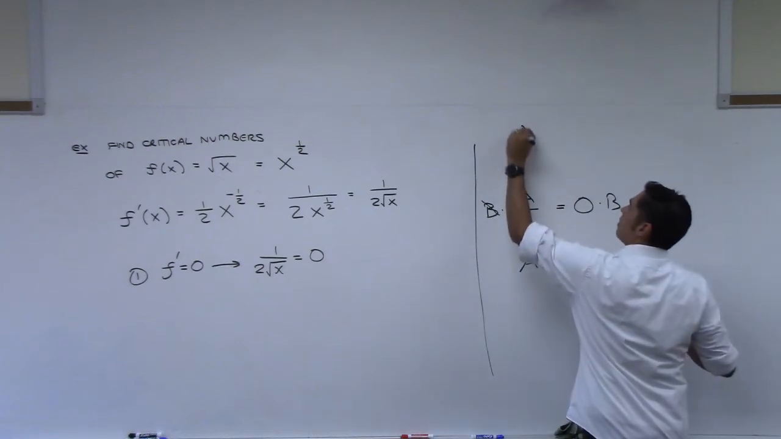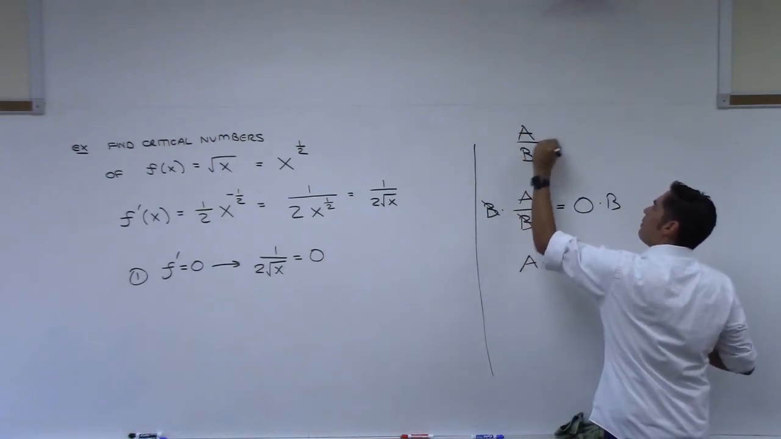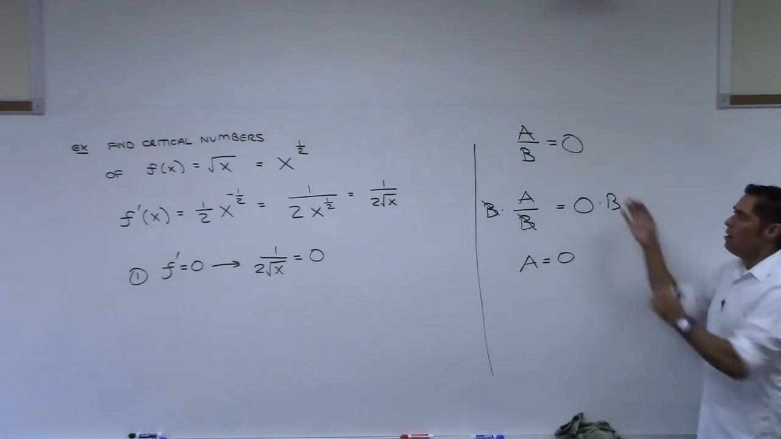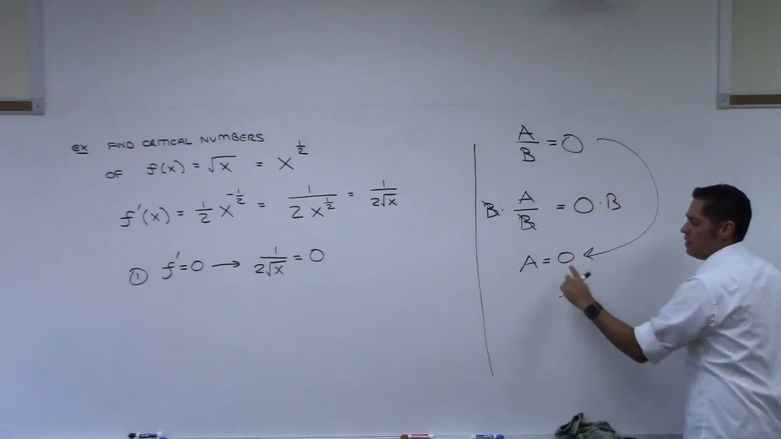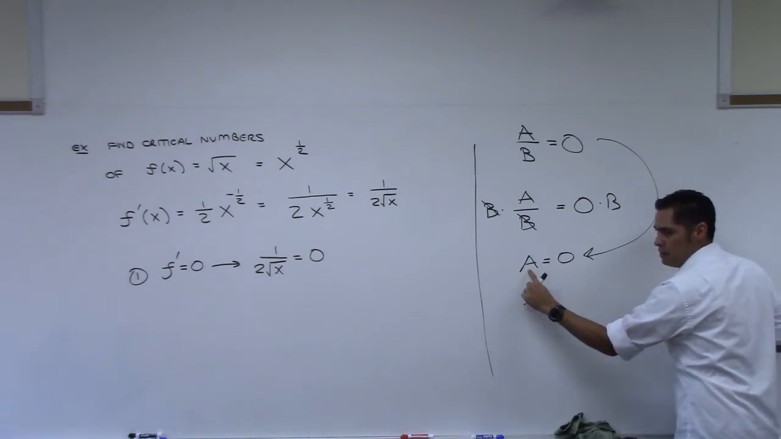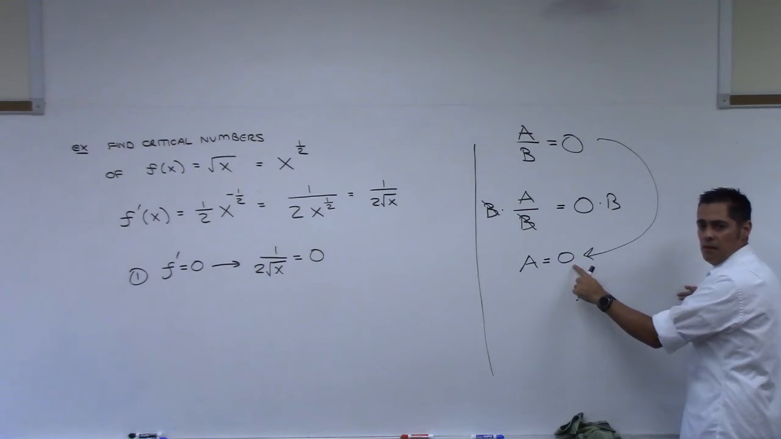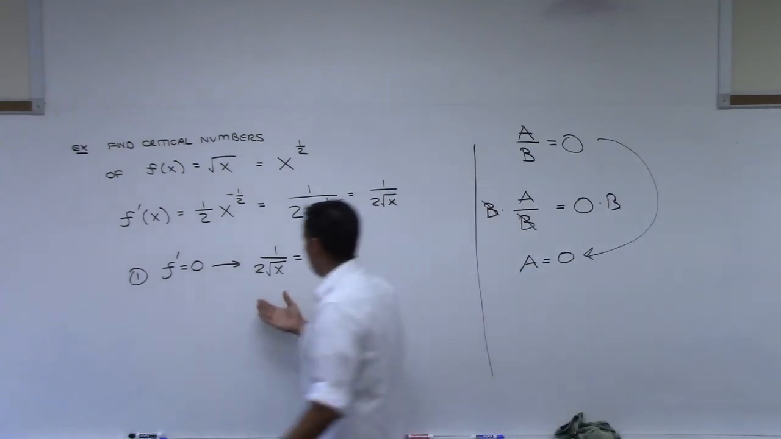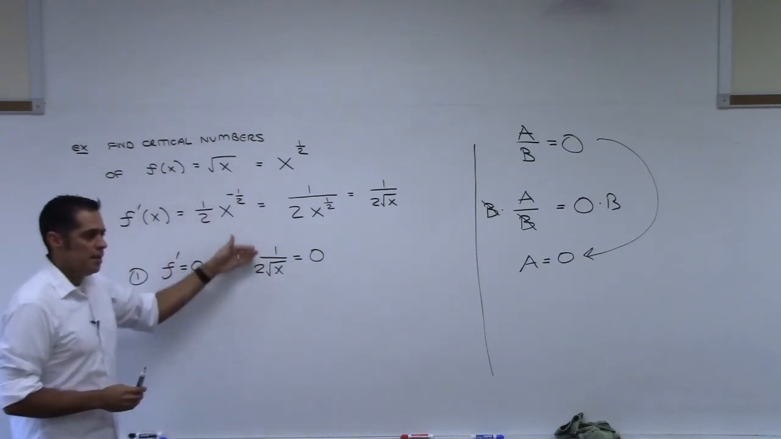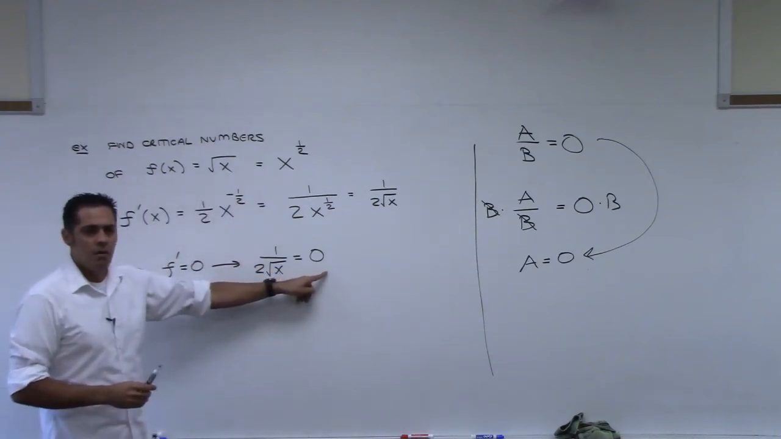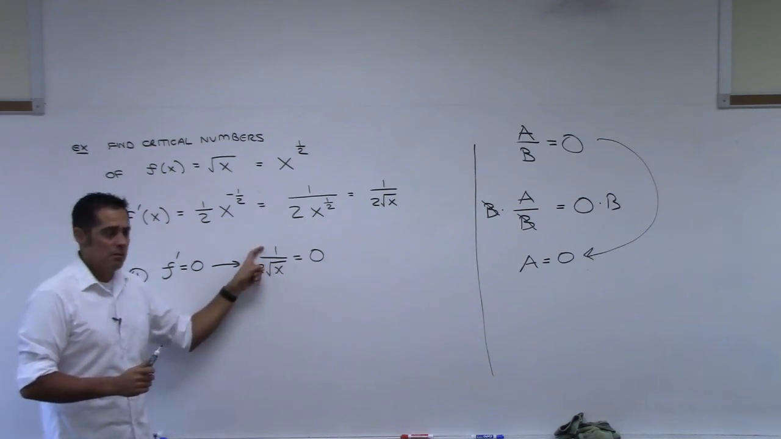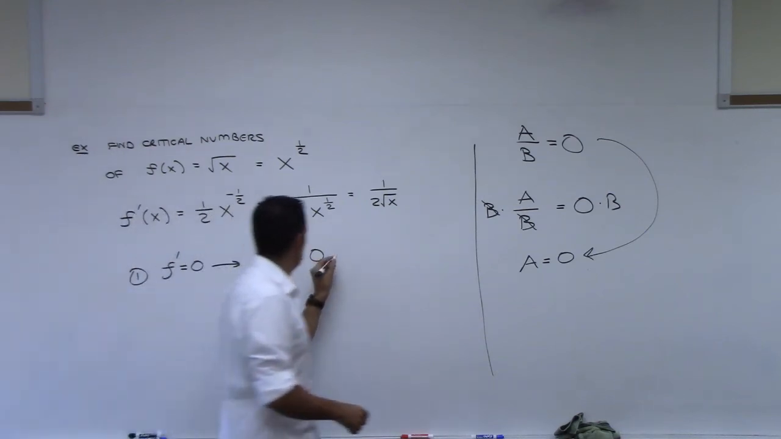I'm showing this to you because if you ever see a fraction equal 0, all you have to really ask yourself is when is the numerator equal to 0? That will always be your solution. So when you look over here, you see a fraction, a over b equals 0. The only time this will ever be true is if the numerator is 0. So what's the numerator? 1.